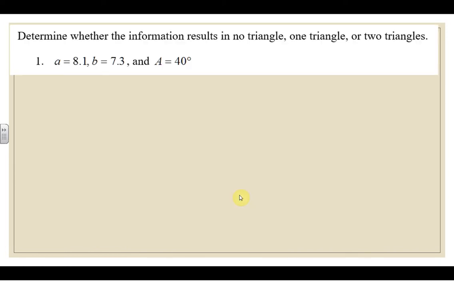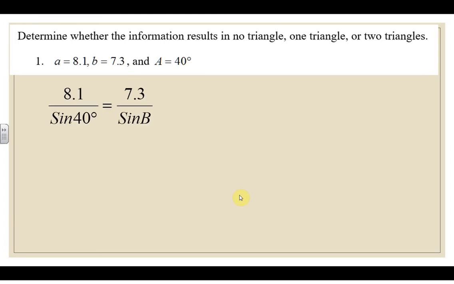So the first thing is we're going to decide whether the given information yields one triangle, no triangle, or two triangles. Basically, you set up the law of sines with the given information. And we just want to remind you this will only happen with the law of sines.